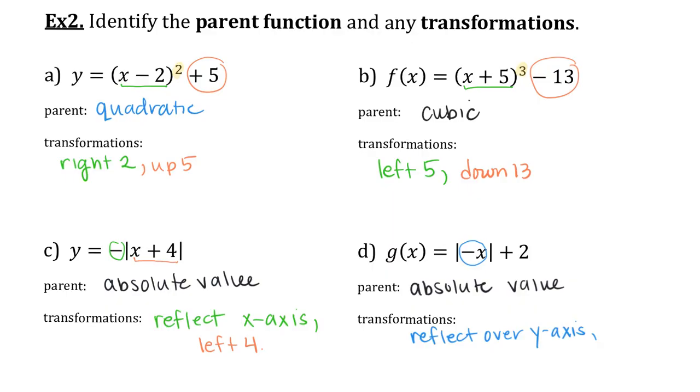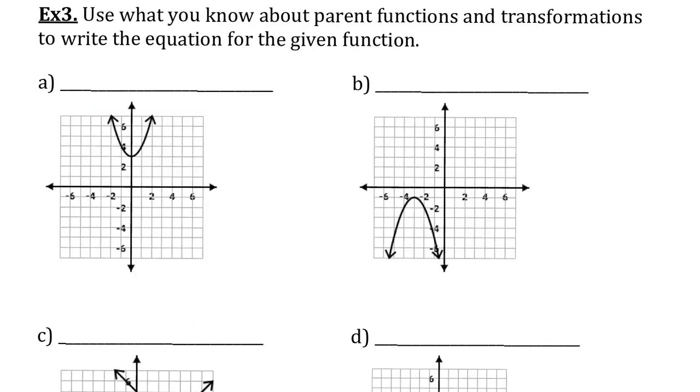Okay, and then what do we have? Then we have the plus 2 at the end, which means it's going up 2. And you do want to say it reflects it and then it moves it up, because it will change the graph if you do it in a different order. So reflect, then move it.